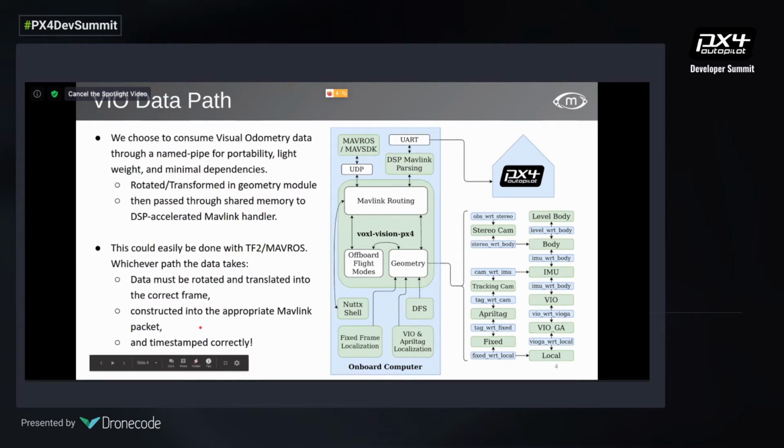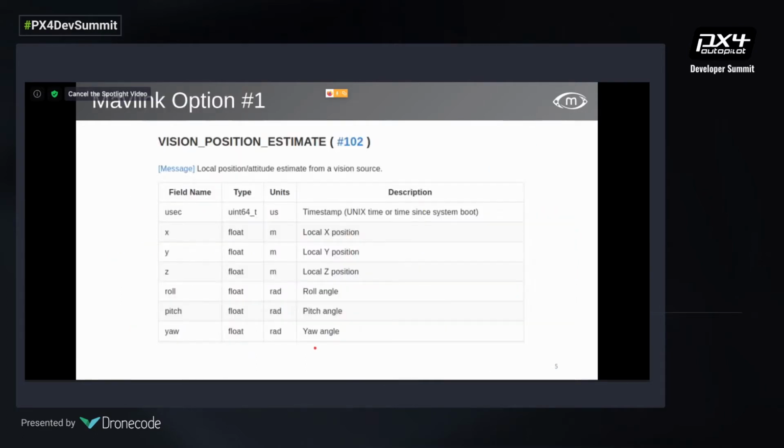If you're using MavROS, then MavROS is going to handle a lot of the time syncing for you. Otherwise, you're going to have to make sure to do the time syncing between your onboard computer and the PX4 Autopilot yourself. Now, your first option for Mavlink packets that you can send into PX4 is the vision position estimate.